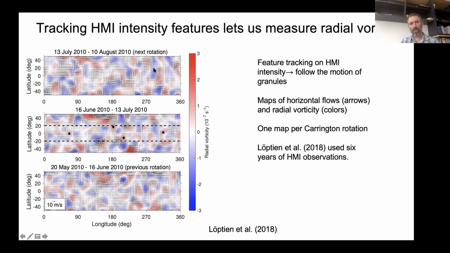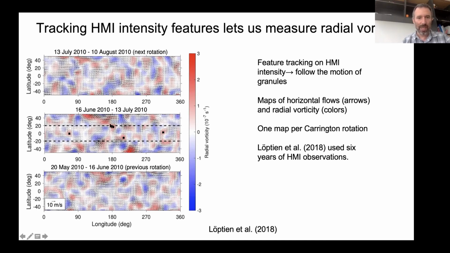So how can you find those in the observations? Here, this is a figure from a paper by Bjorn Löptien from a few years ago. And we haven't talked about it yet, but in addition to helioseismology, another way to measure horizontal motions on the surface of the sun is to follow little convective features. There are these little guys called granules, and they get dragged around by the larger scale flows. And so just by following how those little convective features move, you can infer the larger scale flows.